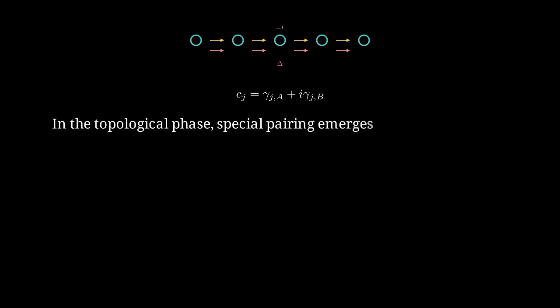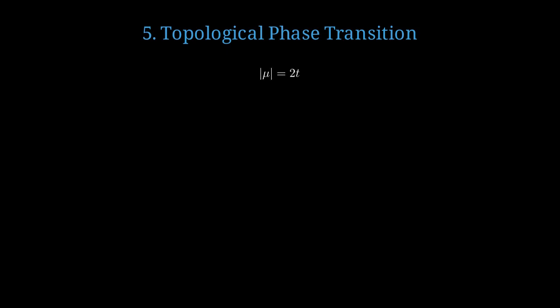When we enter the topological phase, something remarkable happens. Majorana modes from different sites pair up in an unusual way. In the topological phase, B Majoranas from neighboring sites pair up, but the A Majorana at the left end and B Majorana at the right end remain unpaired. The transition between trivial and topological phases is controlled by the ratio of chemical potential to hopping. The phase transition occurs when the absolute value of chemical potential equals twice the hopping amplitude. Mu equals 2t. This phase diagram shows the trivial phase in pink for mu less than 2t and the topological phase in cyan for mu greater than 2t.